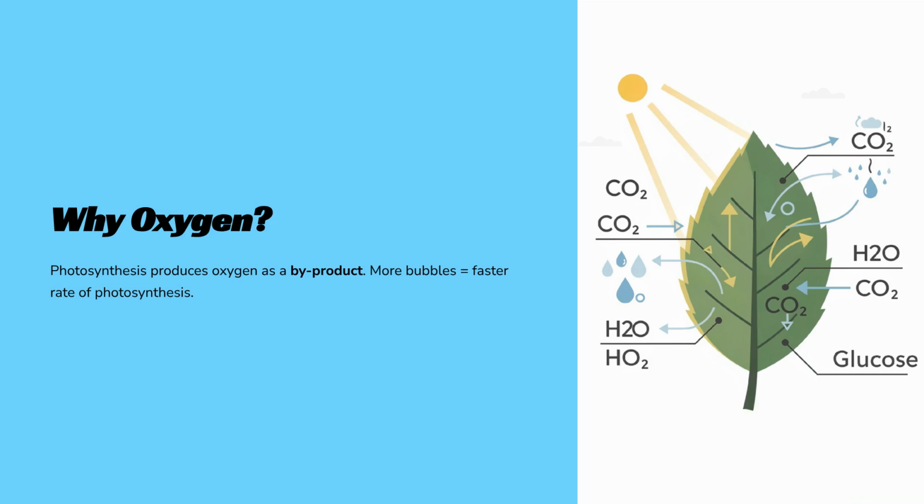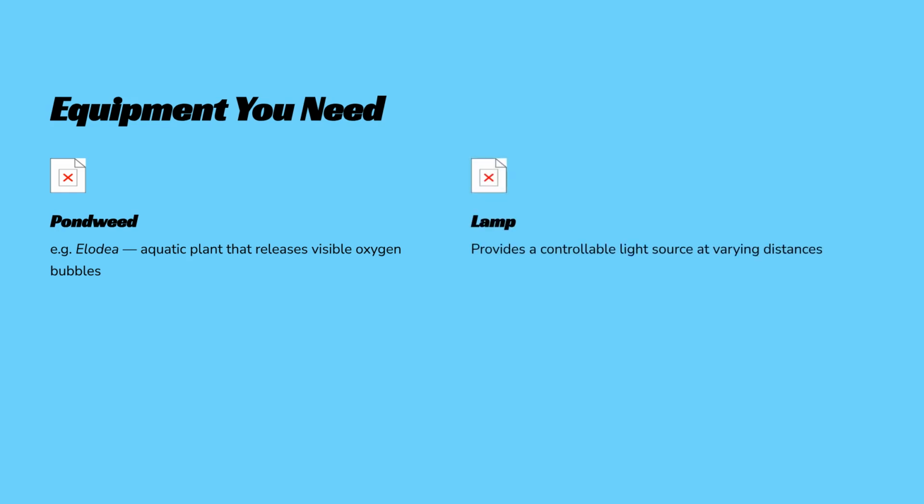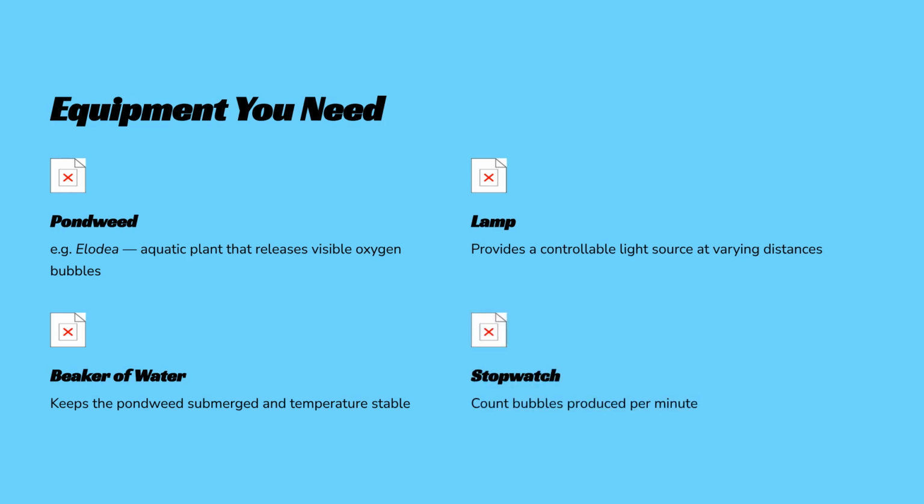Therefore, counting the number of oxygen bubbles released by the pondweed provides a quantifiable way to measure the rate of photosynthesis. The equation for photosynthesis involves carbon dioxide and water as reactants, plus light energy absorbed by chlorophyll, yielding glucose and oxygen as products. The essential equipment includes pondweed, like Elodea, which releases visible oxygen bubbles, a lamp for a controllable light source, a beaker of water to submerge the pondweed and keep the temperature stable, and a stopwatch to count the bubbles per minute.